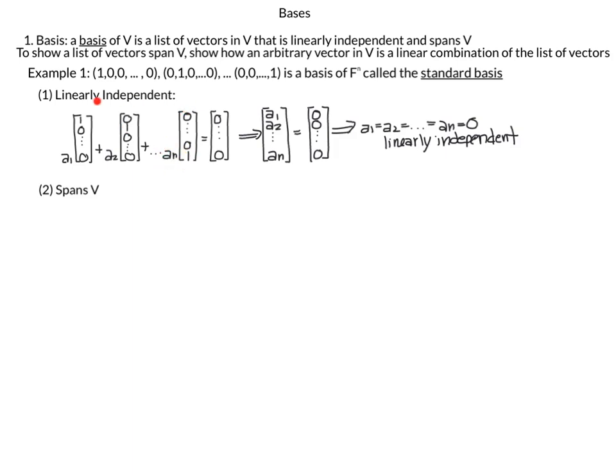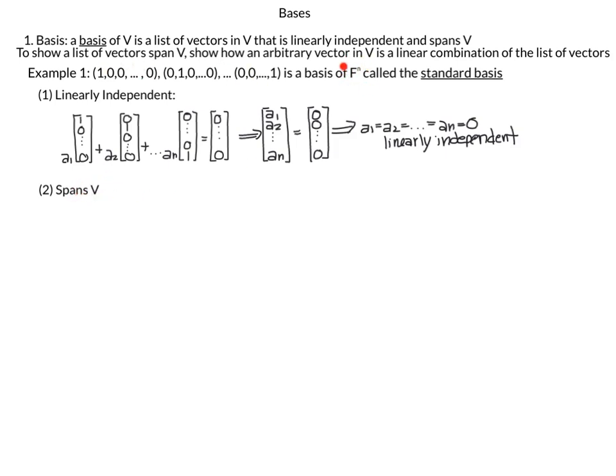So when I add all the left-hand side together, I'm going to get a1, a2 up to an, and then I set it equal to my 0 vector, and that tells me that a1 equals 0, a2 equals 0, all the way up to an equals 0. So all the scalars are equal to 0, which means these vectors e1, e2, e3, up to en are all linearly independent. Next, we need to show that these vectors span our space.